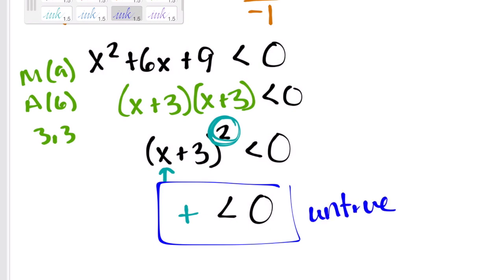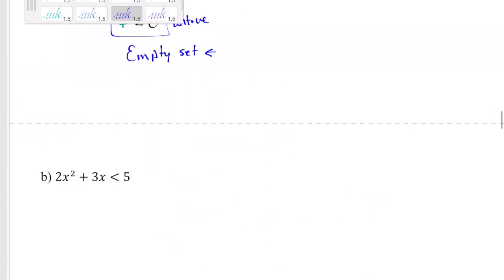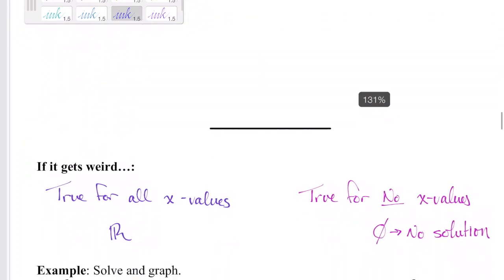So because this is an untrue statement, it's not something that can actually happen, this is an empty set. Just like my life. Again, that I'm going to say for my kiddos.